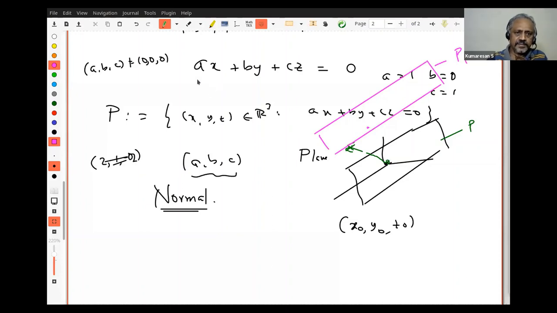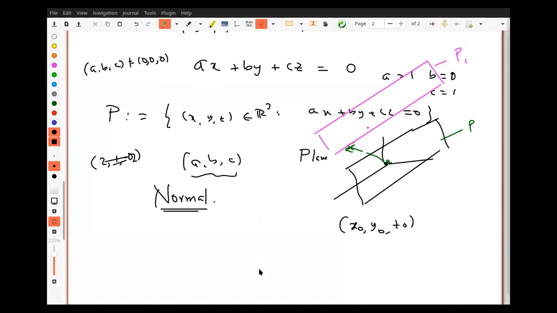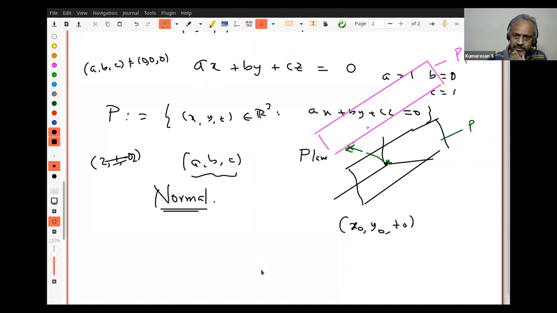How do I get the equation of that plane? So some multiple of the equation of the plane, the multiple will be the same. 2ax plus 2by plus 2cz will be the same plane.